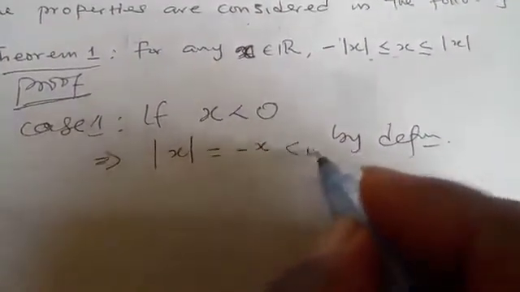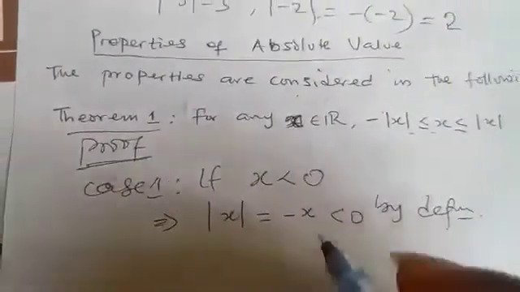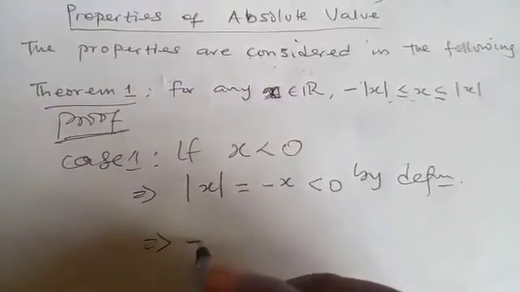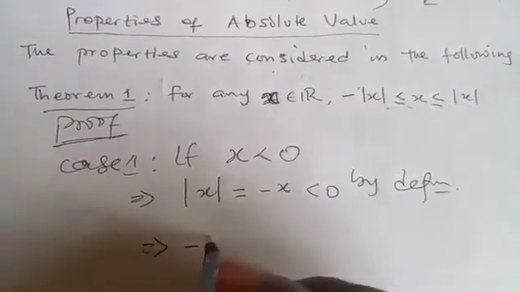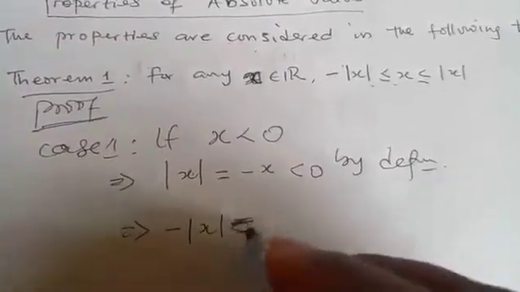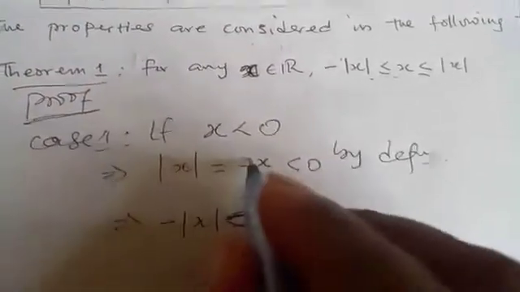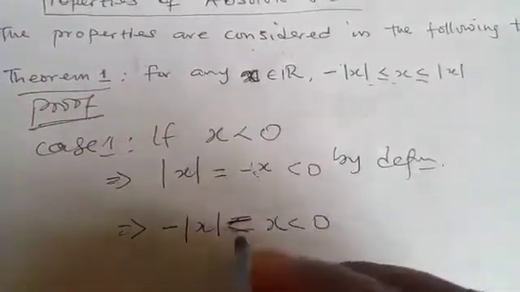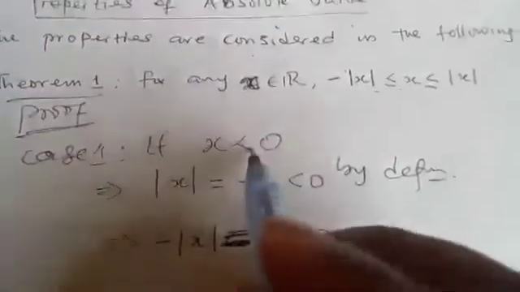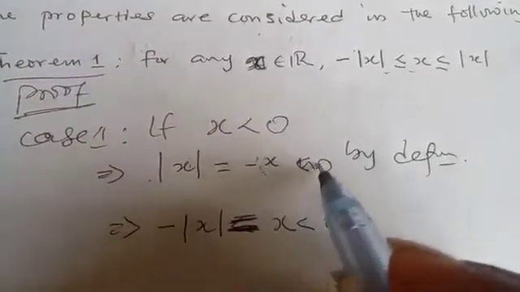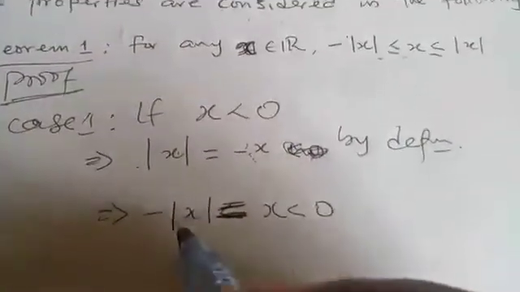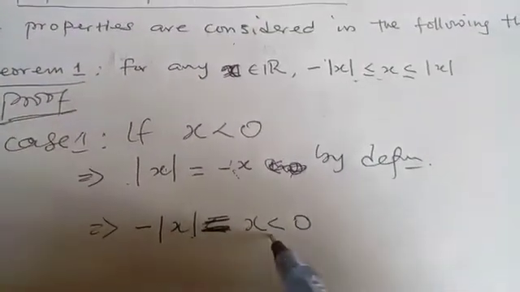And we know that minus x will also be greater than 0. So that simply means that minus the absolute value of x will be equal to x, and x is less than 0. We know that if you transfer this term to this side, because it has been said here that x is less than 0, then minus the absolute value of x is less than or equal to x.